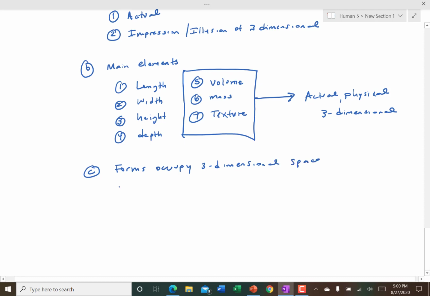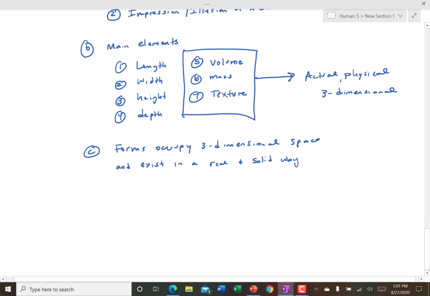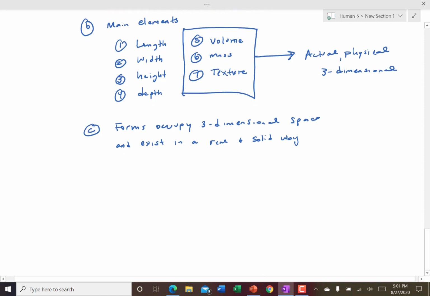And exist in a real and solid way. Again, when they're not actually two-dimensional. I'm going to show you examples, which I'm drawing on here. Those are technically two-dimensional to appear three-dimensional, but then we're going to actually look at actual three-dimensional forms.